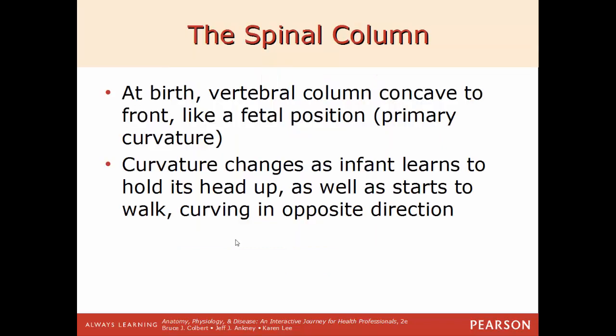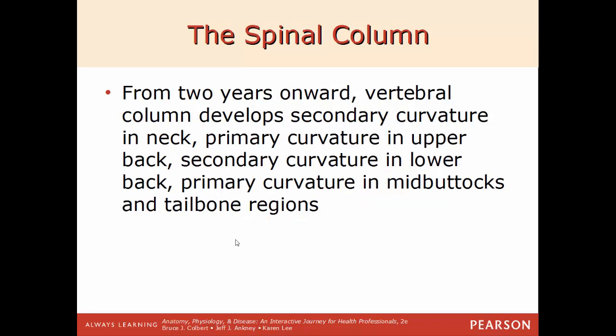Now, at birth, the vertebral column is concave to the front, like the fetal position. It's called the primary curvature. Now, this curvature will change as the infant learns to hold its head up more consistently, starts to crawl, starts to walk, so it will curve in the opposite direction. From 2 years of age and onward, we'll develop a secondary curvature in the neck, the primary curvature in the upper back, a secondary curvature in the lower back, and a primary curvature in the mid-buttocks region.